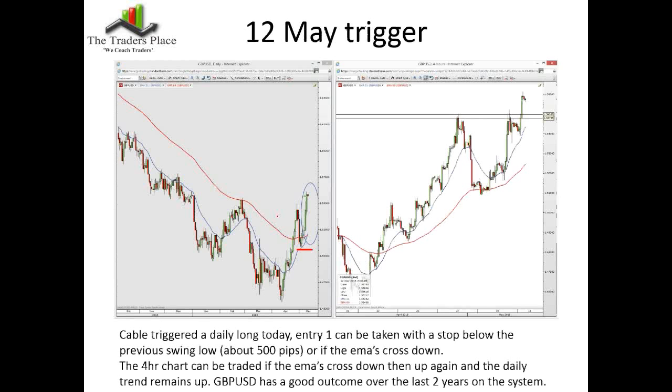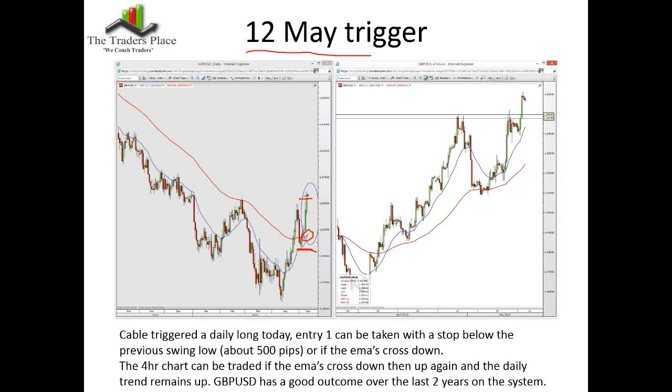If we have a look here, I've got the pound to the dollar, and I've included it. It did fire a buy signal this morning. So on the daily chart, it has crossed up. You can see it over there. Entry 1 can be taken. You can see this is a demo account with Webtrader. Taken a small long on it, and the stop is below a swing low, which is that level there. It's about a 500-point stop loss, so please work out your capital requirement for that.